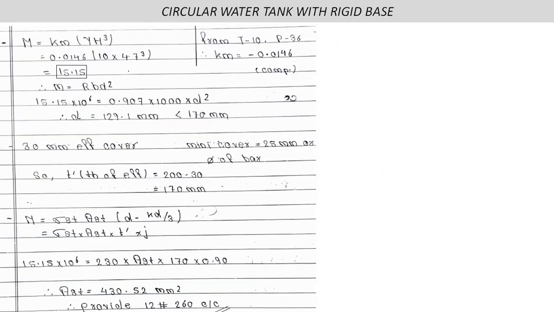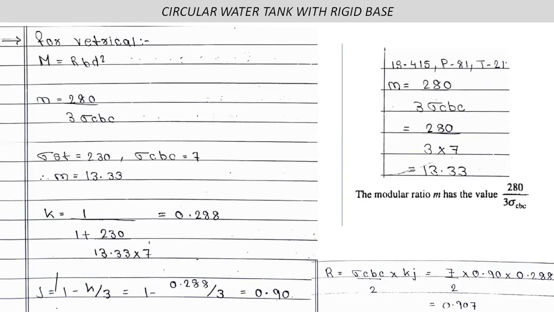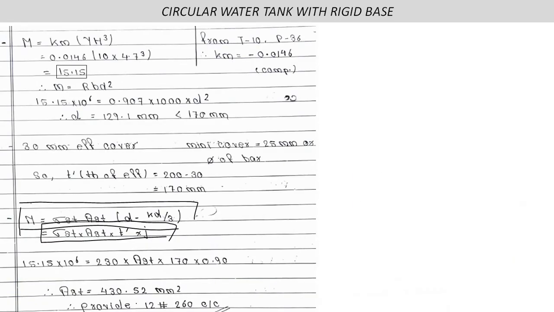So next what we will do, we will find another thing. The equation is capital M is equals to sigma st into capital AST into bracket small d minus k into d by 3. So in here we can say sigma st into capital AST into thickness into j, because the equation is 1 minus k by 3. By solving this, d minus k into d by 3, so placing d as 1, we can have the value as j. We already know the value of M.